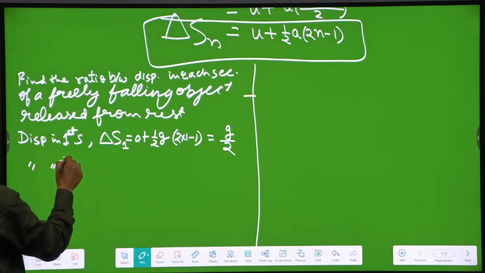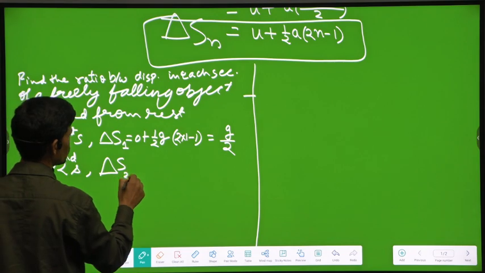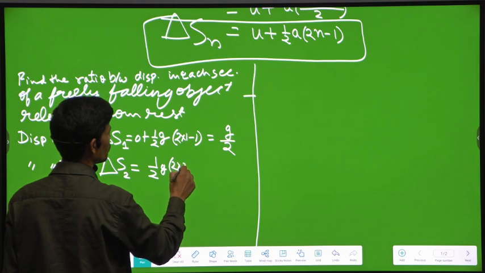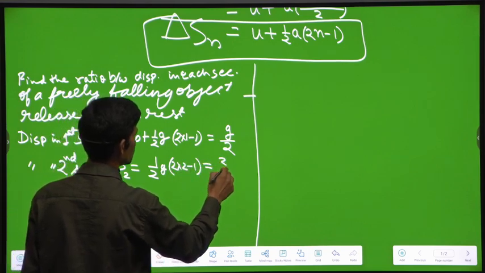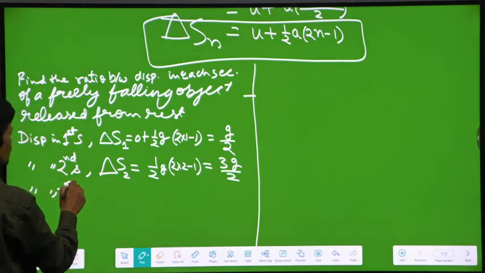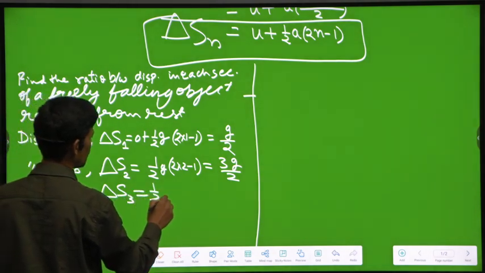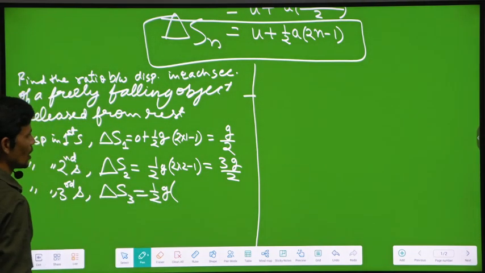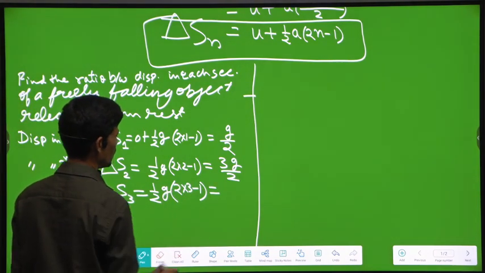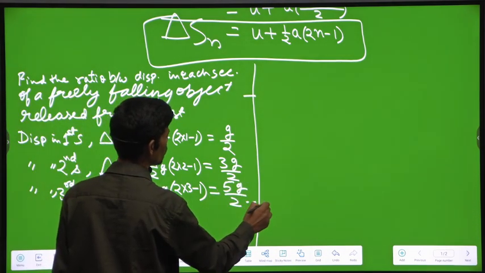Displacement in the second second, delta S2, is half g into 2 into 2 minus 1, that is 3g by 2. Displacement in the third second, delta S3, is half g into 2 into 3 minus 1, that is 5g by 2, and so on.